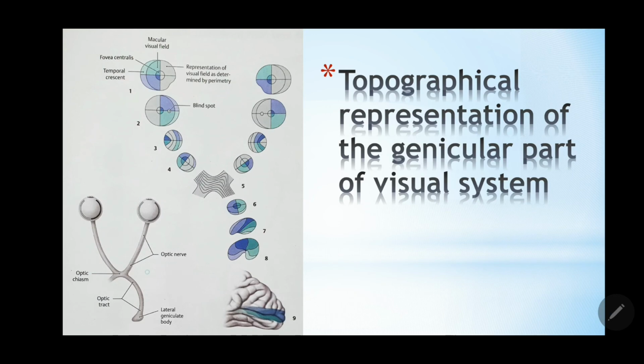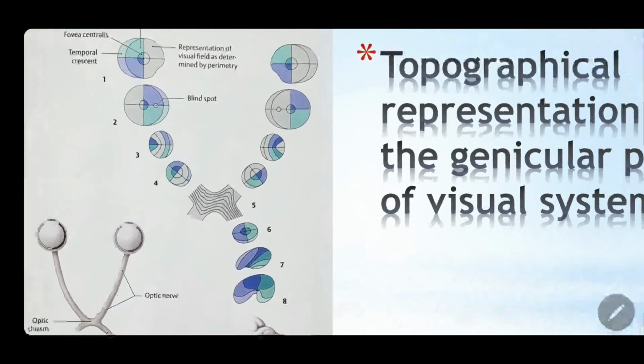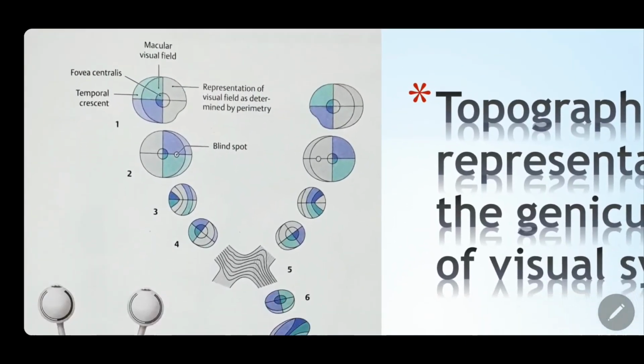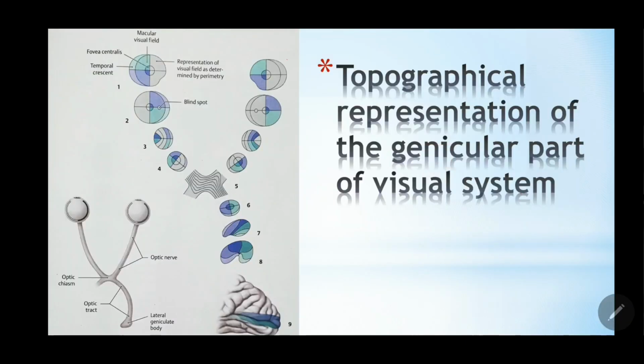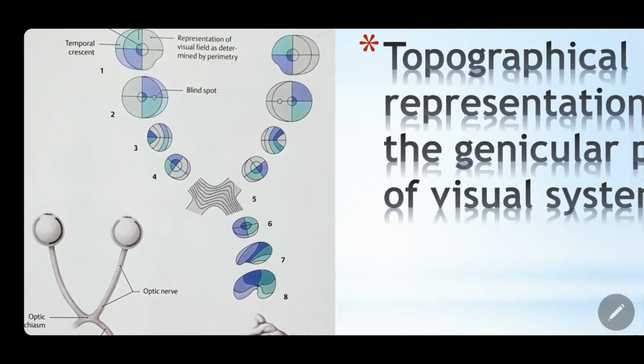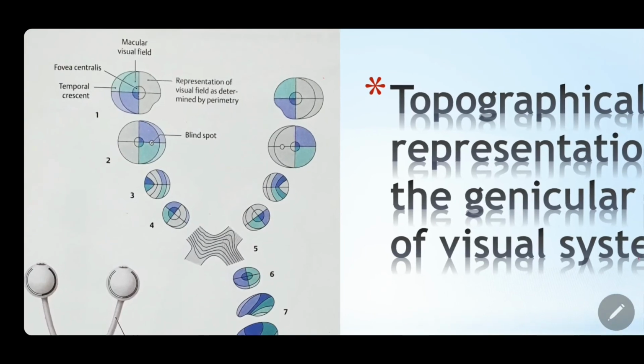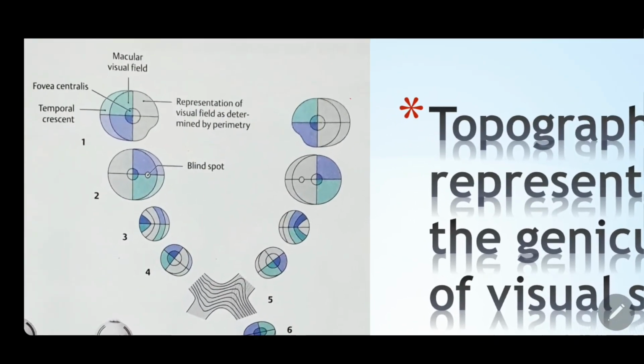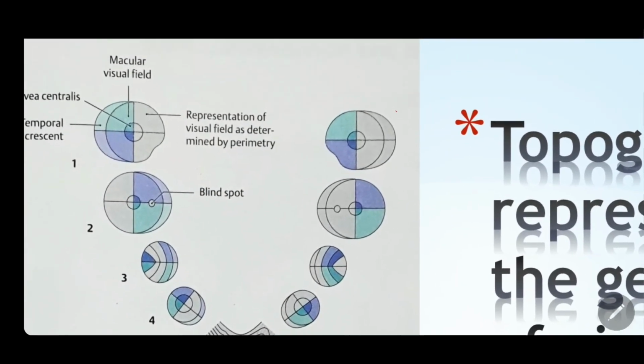This is all about the visual pathway: the retina, optic nerve, optic chiasma, optic tract, and LGB, right. From here it will be the optic radiation reaching to the visual cortex. Now look here, they have shown the field of vision of the two eyes. So first focus here on the fields of vision of the two eyes.